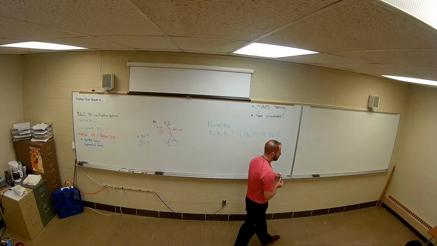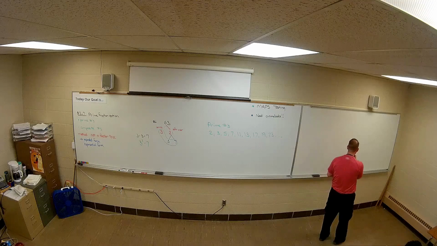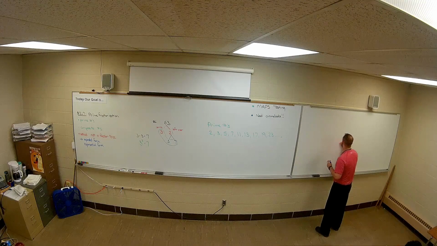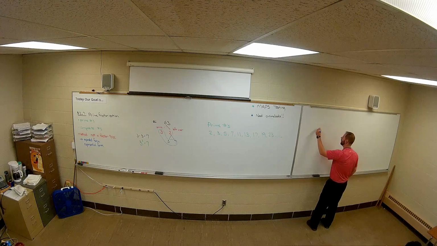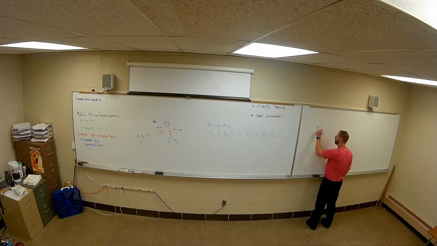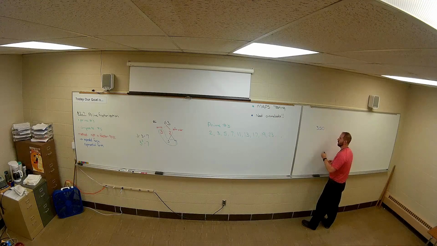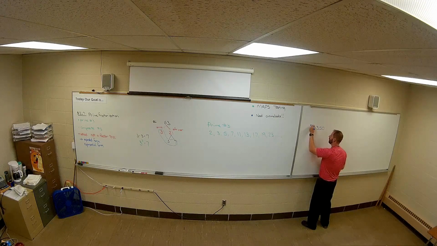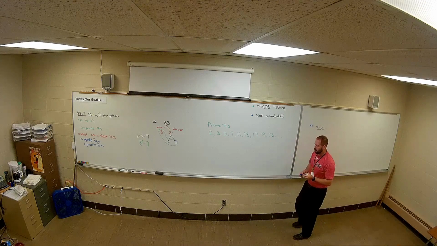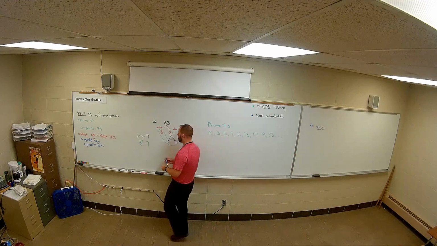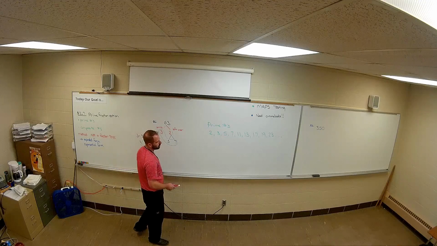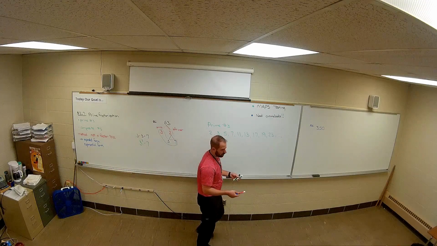Let's see. Let's go with 350. I'm going to go big. Okay, so this is my next example. So 350. Okay, again, we're going to try to break this down by prime factorization, only prime numbers. That's what we're trying to go to.